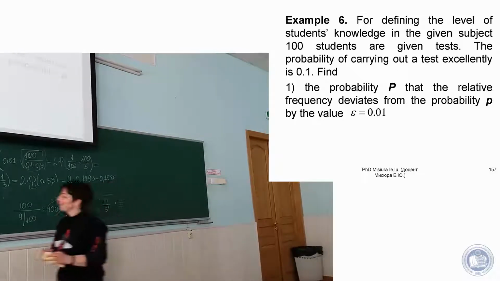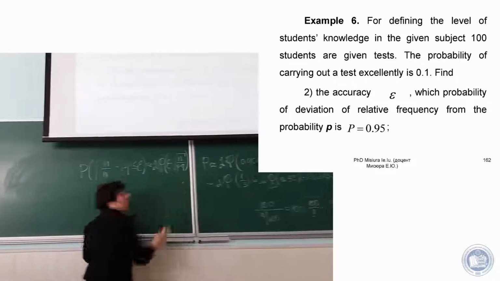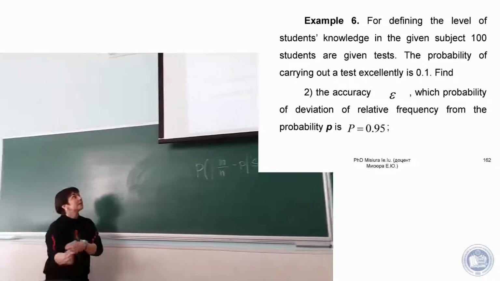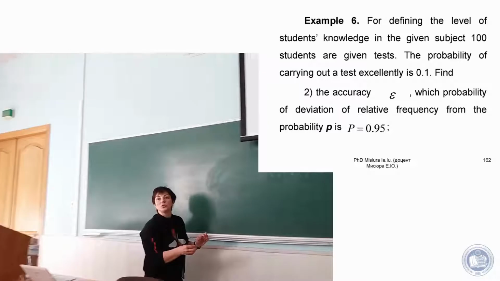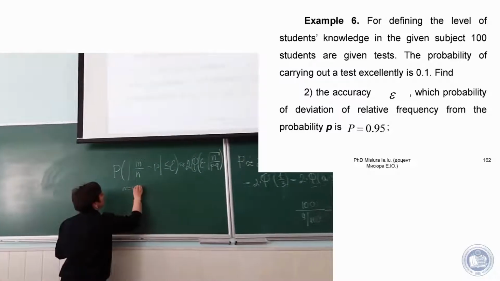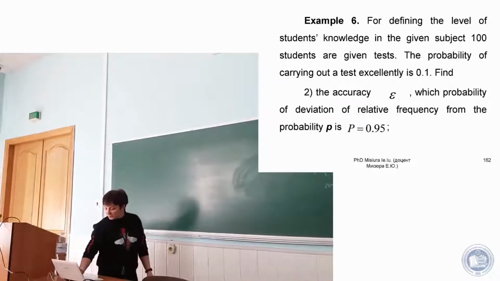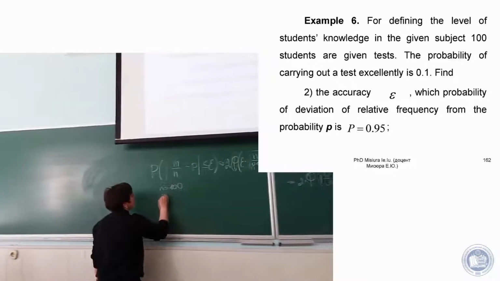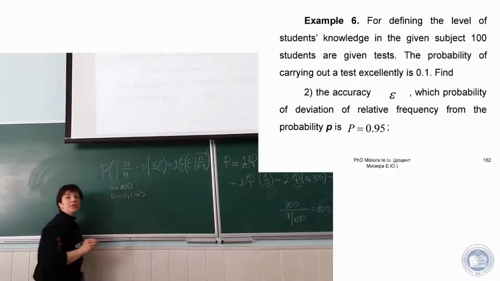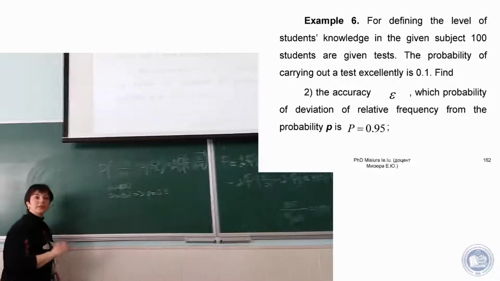Is all clear? Now students, let's continue. Please look at condition 2 of this task. You know the number of students. The total number of students will be 100. Next, you know the probability of carrying out a test excellently. It will be P equals 0.1. It means Q equals 0.9, correct?